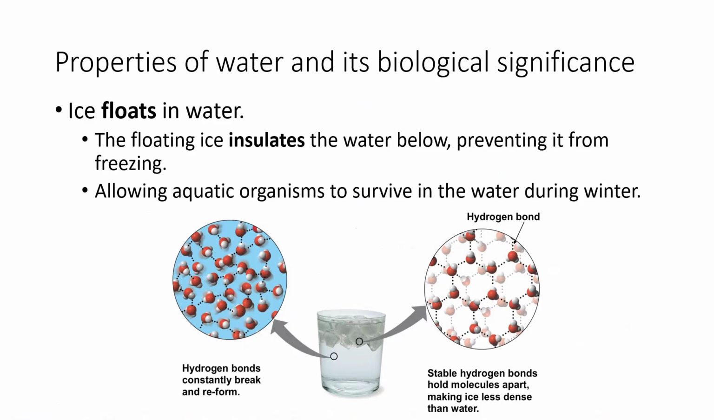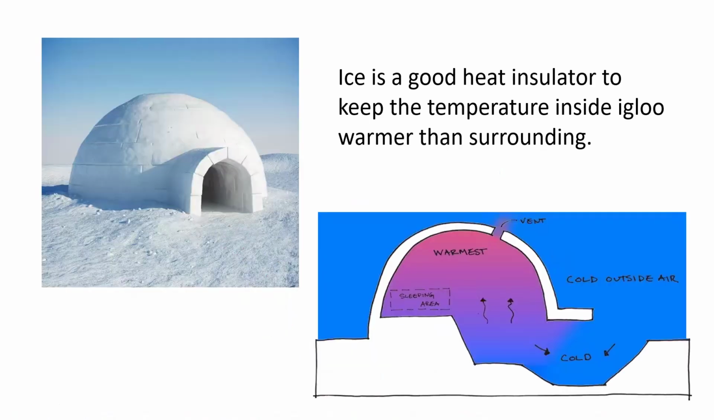And the ice is a good heat insulator to keep the temperature inside the igloo warmer than the surroundings. So this is the same concept as what we have mentioned just now. When the ice floats in water, it becomes a good insulator. So this is another piece of evidence to show that ice is a good heat insulator.